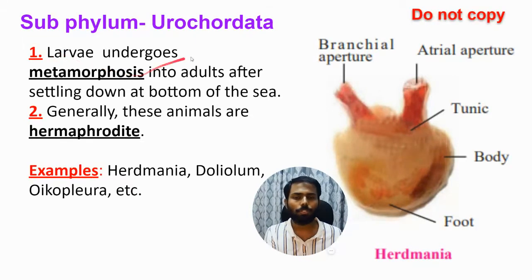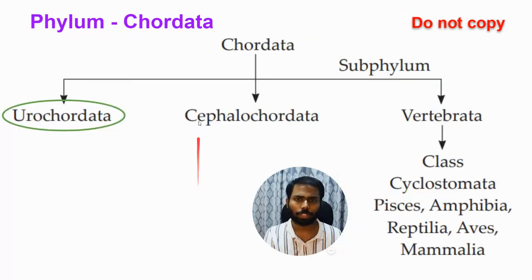So after metamorphosis, they become adults, and after becoming adults, they settle down at the bottom of the sea. Then they will not keep swimming in water bodies. They will only stay at the bottom of the ocean. Okay, they settle down. Generally, these animals are hermaphrodites. Hermaphrodite means both male and female reproductive systems on the same body, right? And these are the examples.